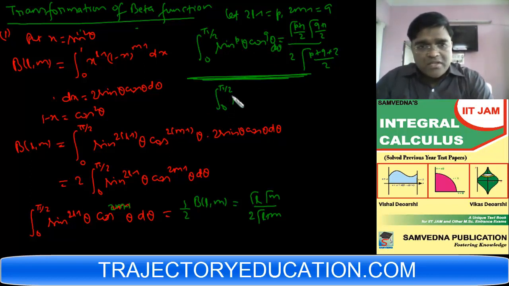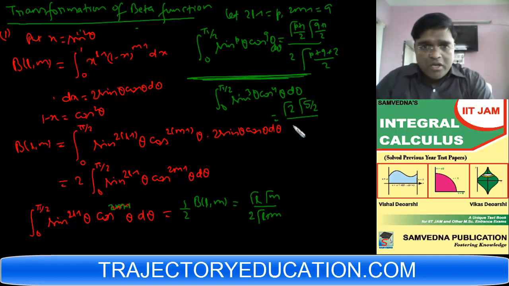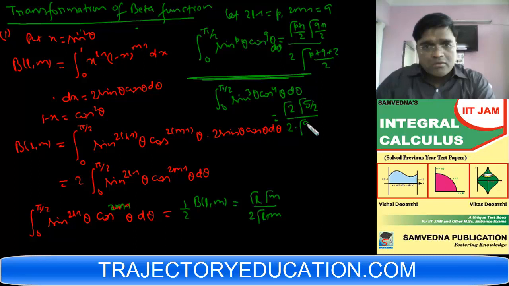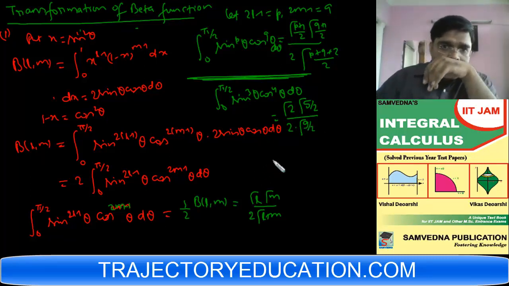Like if you have to solve, say, the integral from 0 to pi by 2 of sine^3 theta cos^4 theta d theta, that can be simply solved using this. So this is (3+1)/2, which is 2. (4+1)/2 is 5 by 2. And twice of, say, 3 plus 4, 7 plus 2, 9. So this becomes 9 by 2.